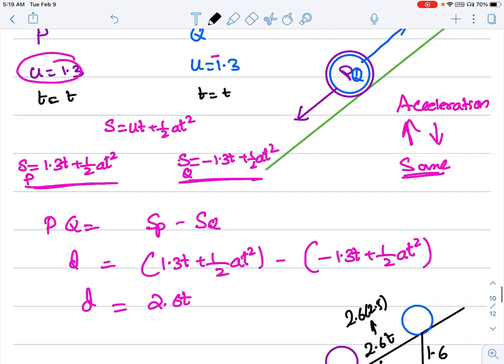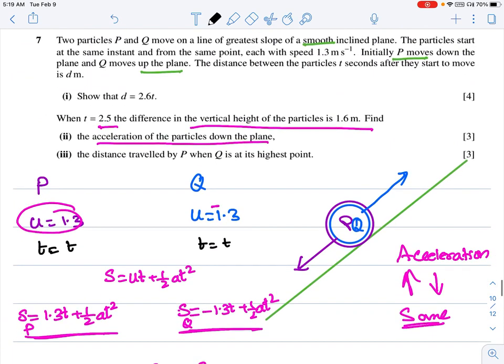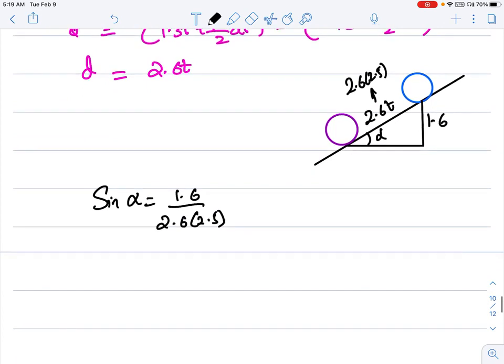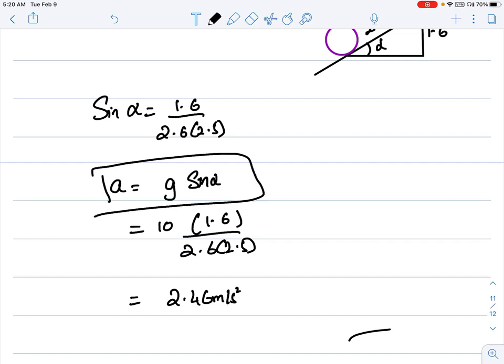Now what is being asked? He's not asking for alpha. Find the acceleration down the plane. As such, we know that acceleration down the plane will always be g sine alpha. g is 10, sine alpha is 1.6 over 2.6 times 2.5. So this one I'm directly going to write as 2.46 meters per second square. So acceleration down the plane will always be, remember the formula, a is equal to g sine alpha.